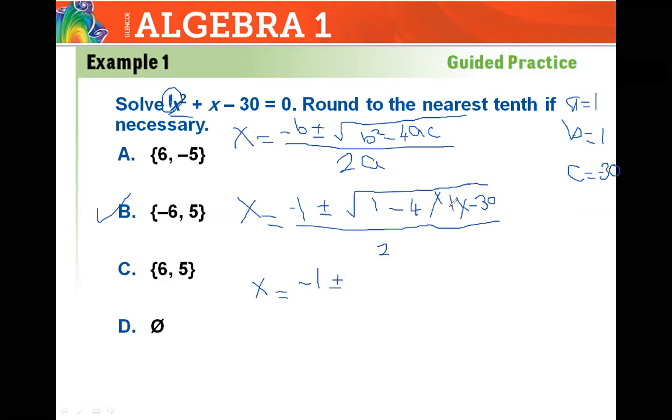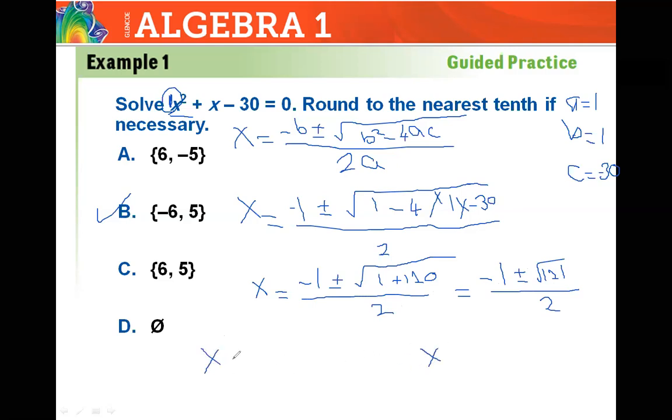Negative 4 times 1 equals negative 4. Negative 4 times negative 30: negative times negative equals positive 120. So 120 plus 1, over 2. So negative 1, positive or negative, root 121 over 2. Okay, so we use now the two methods, x here and x here.